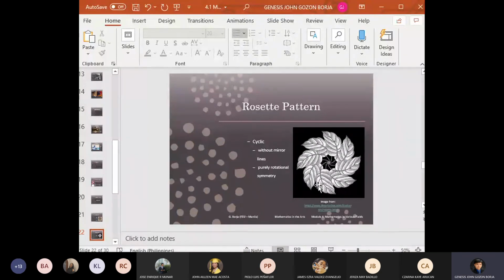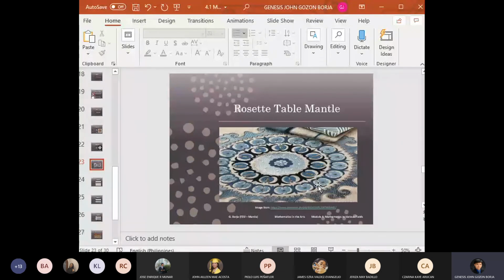So, dalawa lang yan. We have the dihedral and the cyclic rosette. Okay? So, again, kapag merong reflection, if one part is a mirror image of the other, we say that it's dihedral. Otherwise, we say it's cyclic. Now, let's have this rosette table mantle. So, which kind or what kind of rosette is this? So, syempre, rosette yan. Malinaw naman, no?